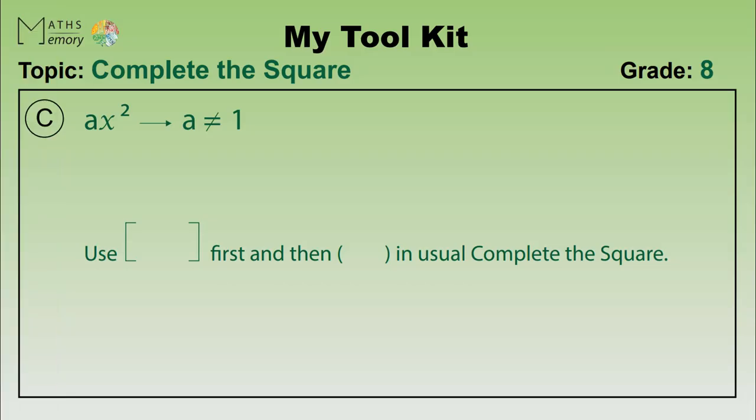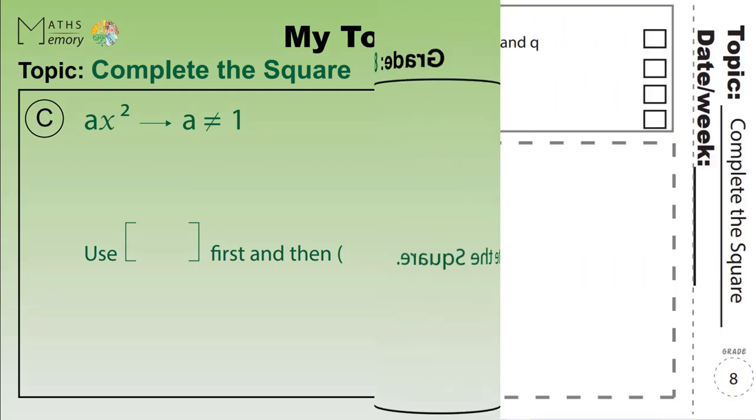On your revision card, part C, this is my toolkit. We have just shown you again on maths memory how to deal with a quadratic when the coefficient of x squared is not 1: how to use square brackets first, divide every single thing by that number, factorize it, and then use your curved brackets in the usual way on how you complete the square. Press pause to make sure you get this.